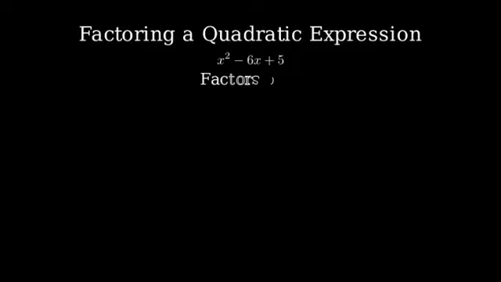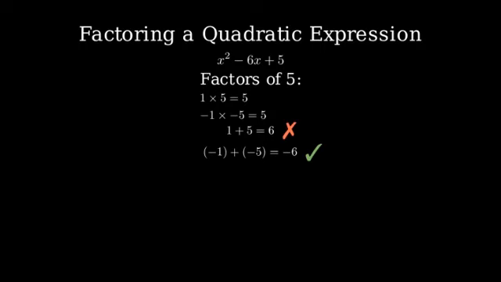Let's list out the factors of 5. Now we need to find which pair of these factors when added together gives us -6. Let's try 1 and 5. 1 plus 5 is 6, but we need -6. Let's try -1 and -5. -1 plus -5 is -6. That's what we want. So we've found our numbers, -1 and -5.